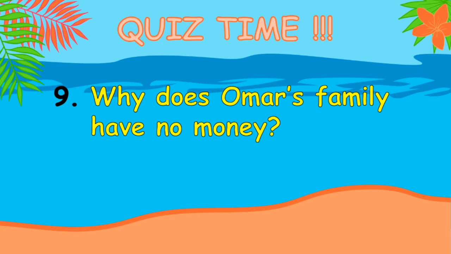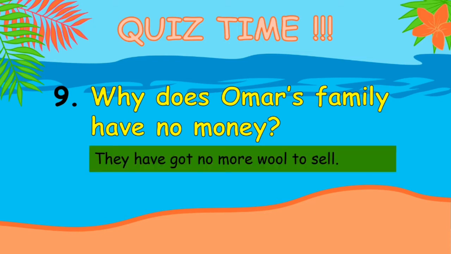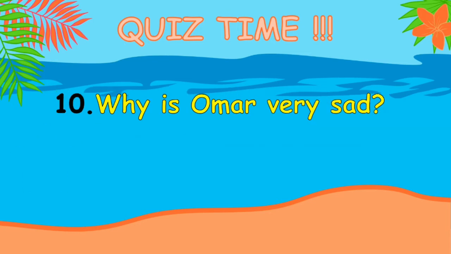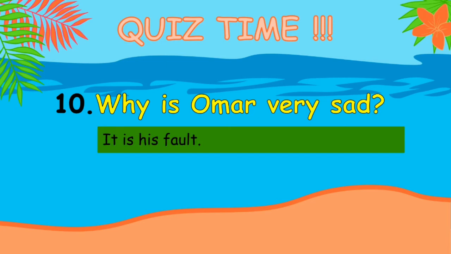Okay, number 9. Why does Omar's family have no money? Correct, my dear. They have got no more wool to sell. Next, number 10. Why is Omar very sad? Correct. It is his fault. Okay, one star for you.